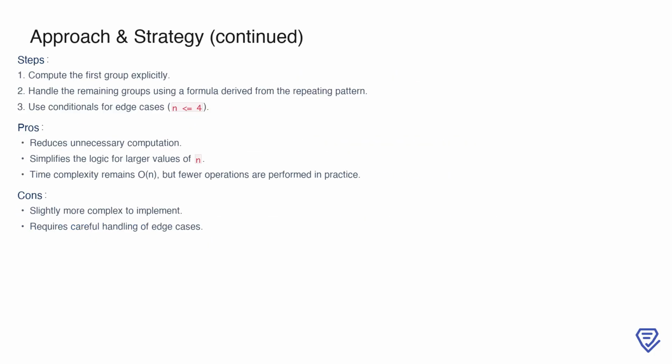To implement this optimized approach, we begin by explicitly calculating the result of the first group of terms, as it has the most variability and impact on the final answer. After processing the first group, the remaining terms are handled in chunks of 4, leveraging the predictable pattern of their contributions. This allows us to substitute repeated calculations with a formula derived from the cyclical nature of the operations. For example, subsequent groups can be evaluated as alternating additions and subtractions of predictable values. For small values of n, such as when n is less than or equal to 4, we introduce conditionals to handle these edge cases directly, ensuring correctness.